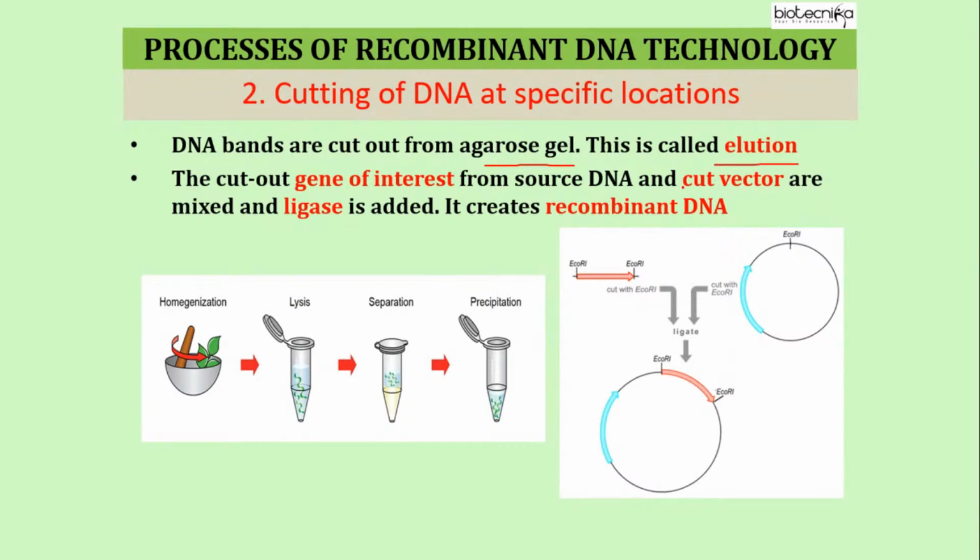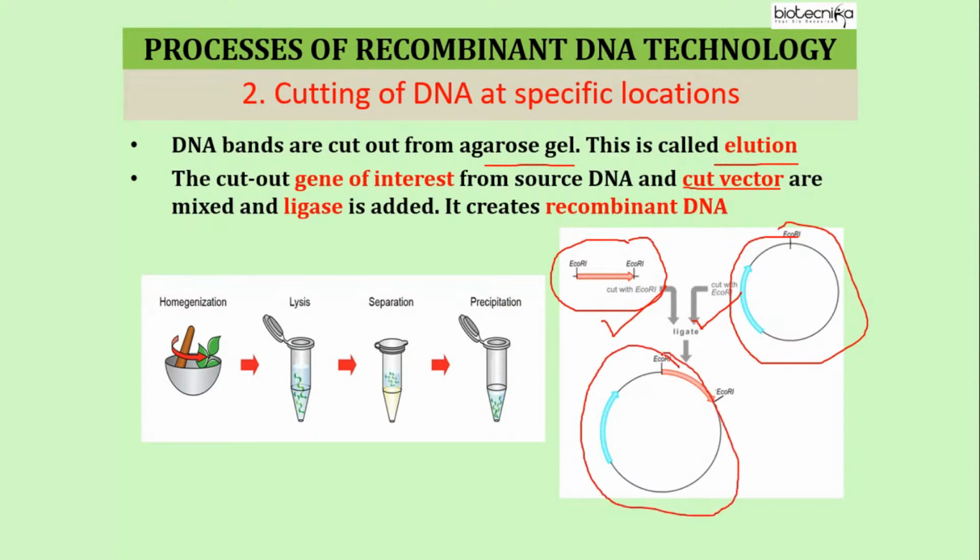Now, if you have repeated this for the vector also, suppose this is the gene of interest, you have cut it with the help of restriction digestion. This is your vector, and again restriction digestion is done. Now you have your recombinant DNA. So how will you fix this gene of interest with the vector? It is with the help of the ligase enzyme.